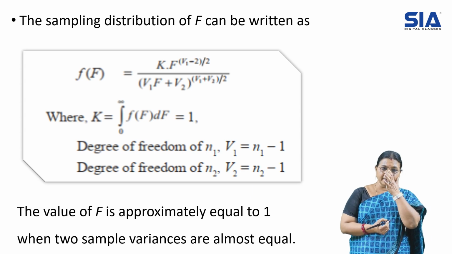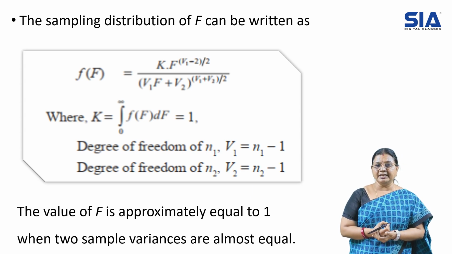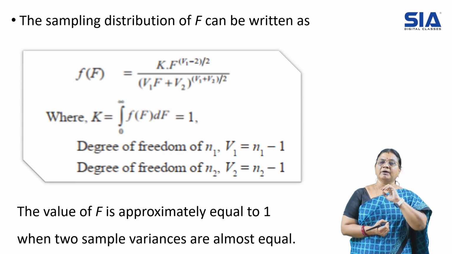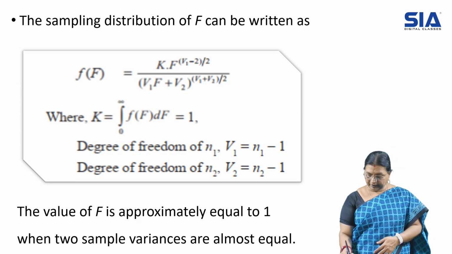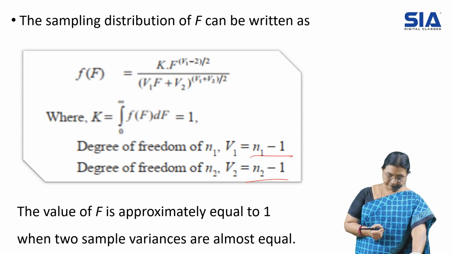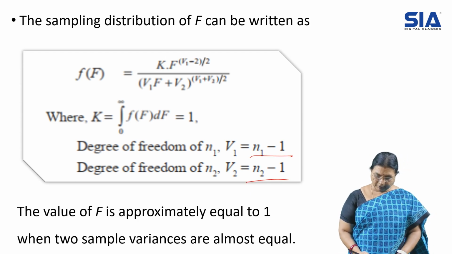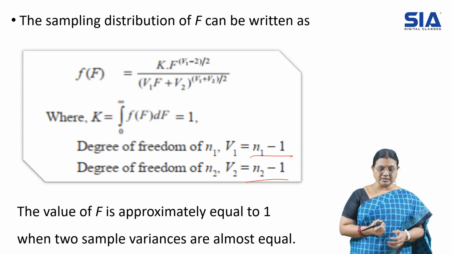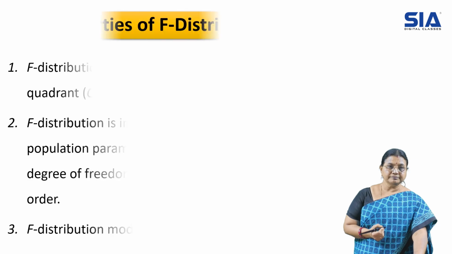Now the degrees of freedom: for N1, V1 is equal to N1 minus 1. We have already understood that we have to subtract 1 from the sample size, that is N1 minus 1, and for N2, N2 minus 1. Then the value of f is approximately equal to 1 when the two sample variances are almost equal.